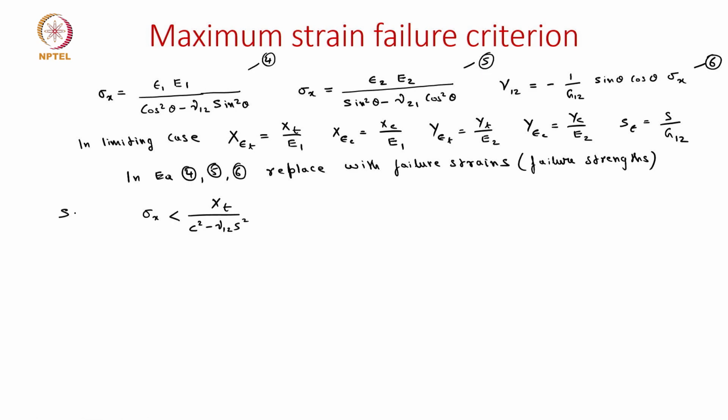So we are saying the composite is safe when the sigma x, or the applied load, is less than this expression. Similarly, for compression, we can write it as sigma x should be greater than Xc by cos square theta minus nu 12 sin square theta. And when we look into the transverse direction, it should be Yt by sin square theta minus nu 21 cos square theta. And looking for compression, it should be greater than Yc by sin square theta minus nu 21 cos square theta.